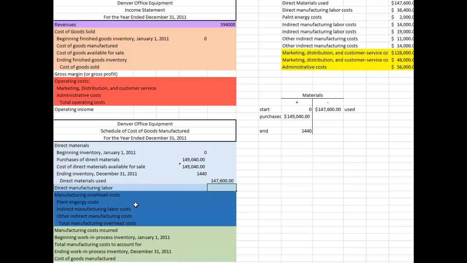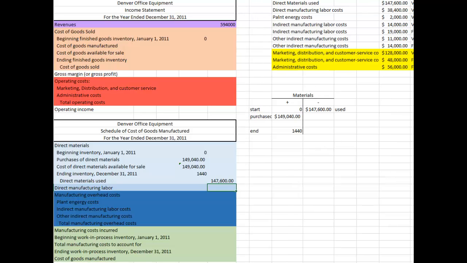We have to calculate how much direct manufacturing labor we have. Let me get those back on the screen. Direct manufacturing labor was simply given to us at 38,400. So the goods manufactured is comprised of the material, the labor, and the overhead costs. We've got two of the three pieces.